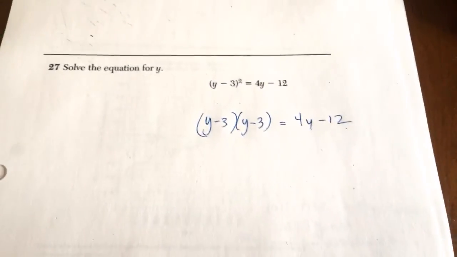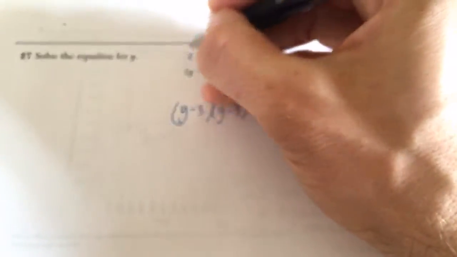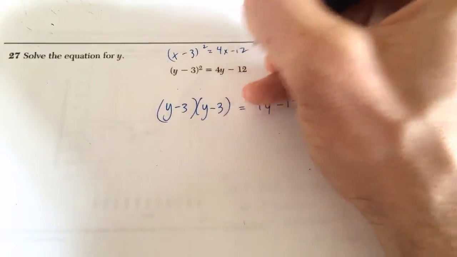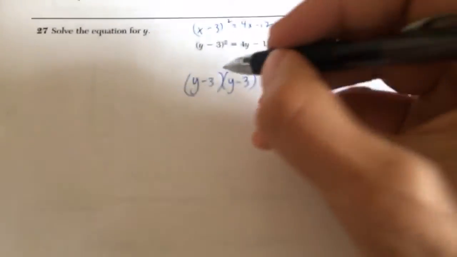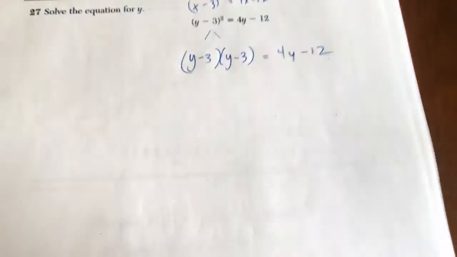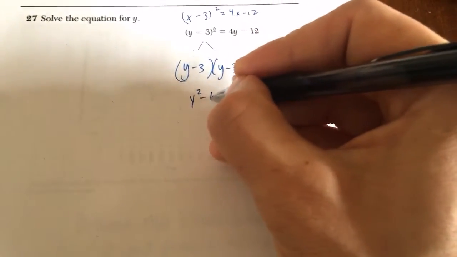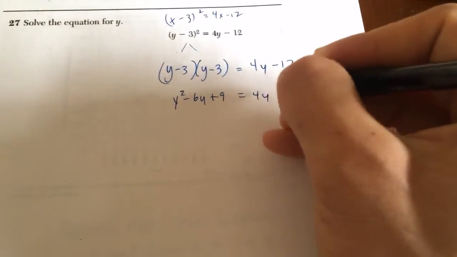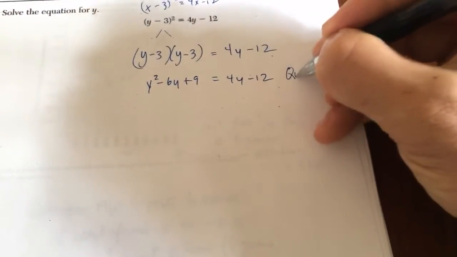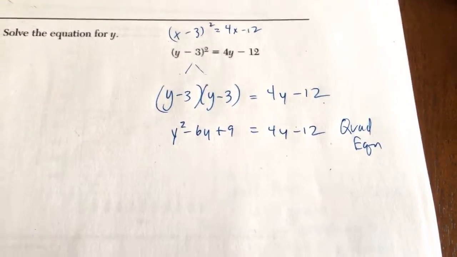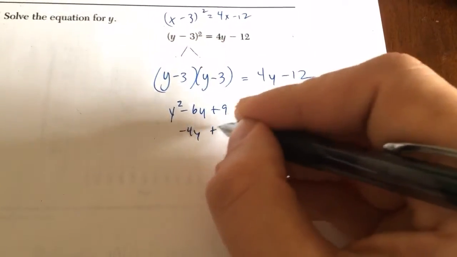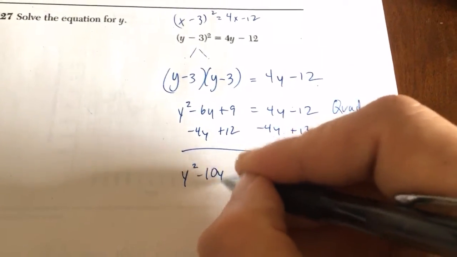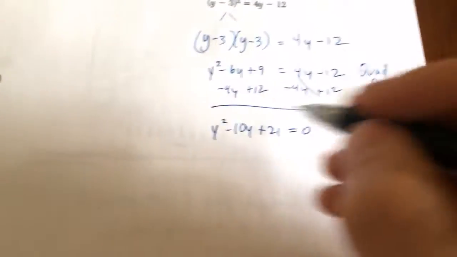Number 27, when this test was given, confused a lot of people asking what it's asking you to do. They essentially want you to solve this equation. You're used to seeing it as x's, and it really confused people because we're used to seeing y's when talking about equations of lines. So we're just going to treat it just like an x. Y minus 3 squared means to multiply those twice. I get y squared minus 6y plus 9 equals 4y minus 12. This is a quadratic equation, and I need to move all of these terms to this side. So I'm going to subtract 4y. I'm going to add 12. I get y squared minus 10y plus 21 equals 0.